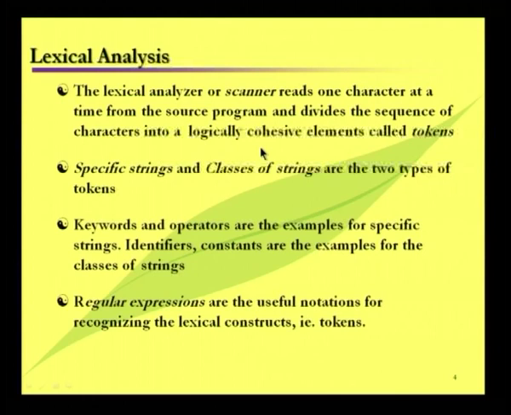It scans one character at a time from the source program and divides it into sequences of characters, or logically cohesive elements, called tokens. These tokens are normally classified into two types: the class of strings and specific strings. Keywords and operators are called specific strings, and identifiers and constants are called the class of strings.